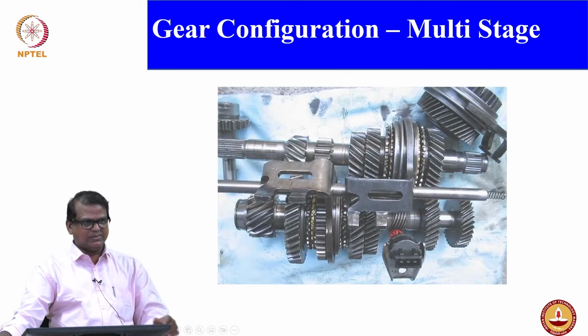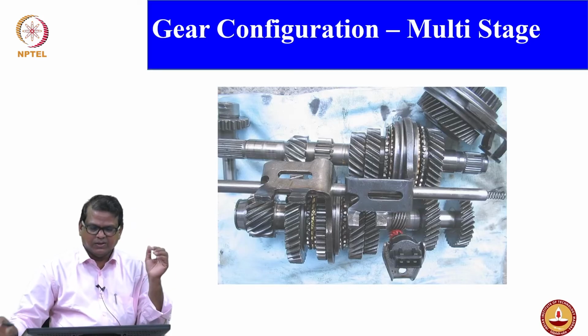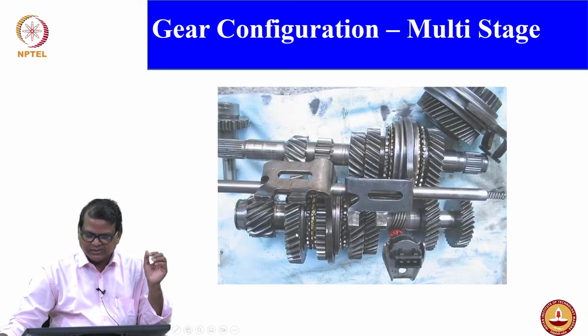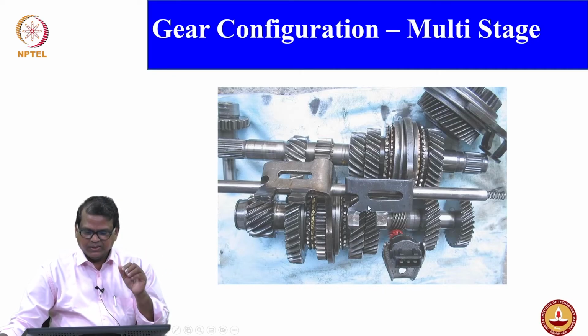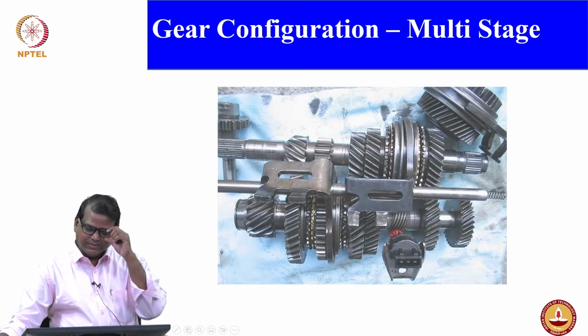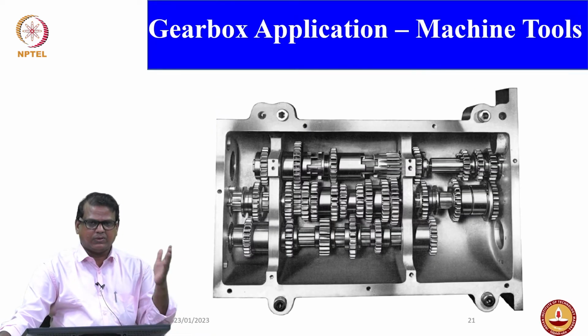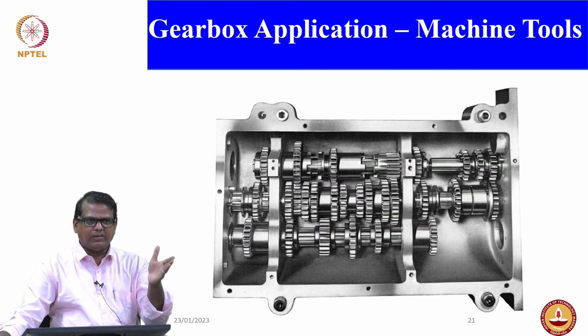You can see that this is a typical automobile gearbox. It's a multi-stage gearbox. You can see this is the gear selection mechanism, right? You can see the gears. In between we have a dog clutch, and this is gear selection. Then you have an output shaft also. So we'll discuss in detail as we go on. We'll move on to the gearbox application.